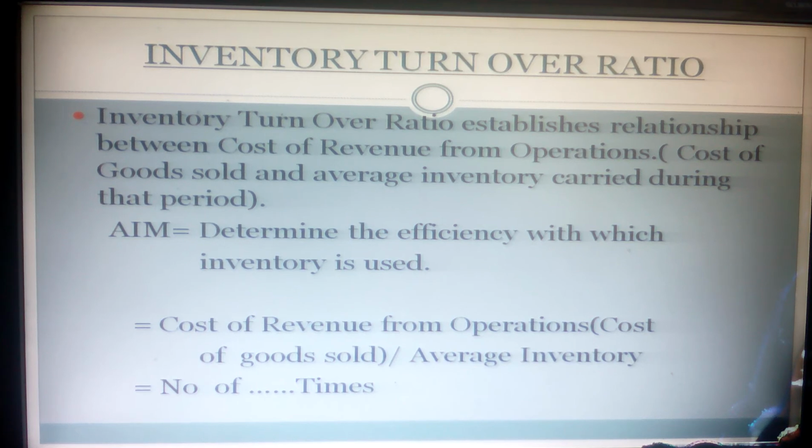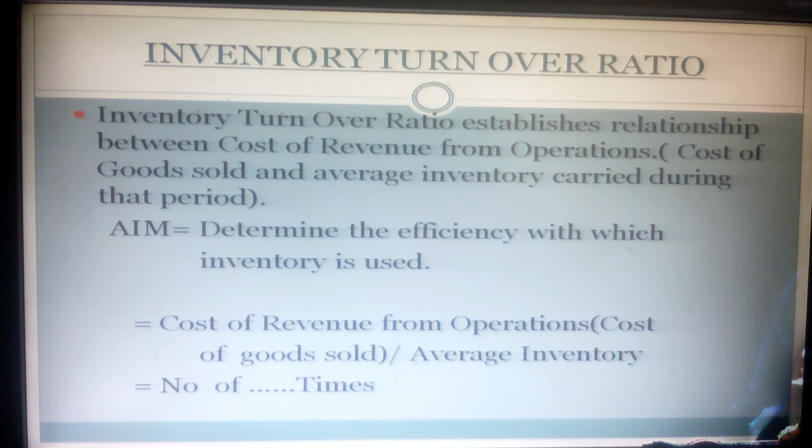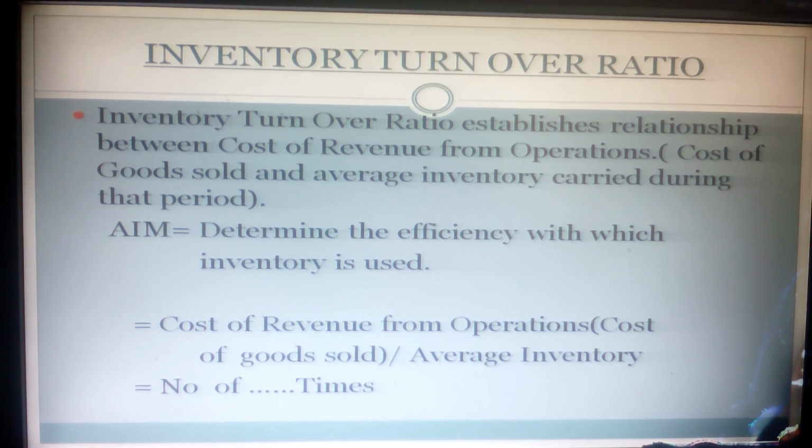What is the formula here? Cost of revenue from operations, or cost of goods sold, divided by average inventory. It is expressed in number of times, how many times, like 1, 2, 3 or 4. Here the expression is number of times. So the ratio is cost of revenue from operations or cost of goods sold divided by average inventory.